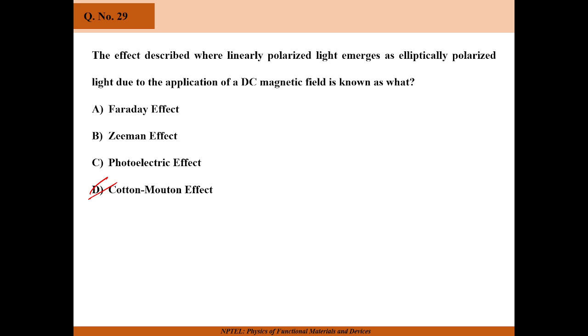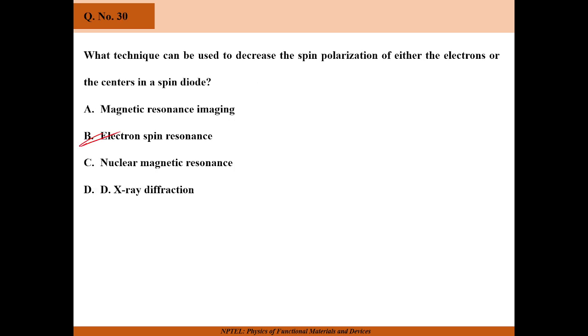The effect where linearly polarized light emerges as elliptically polarized light due to application of a DC magnetic field is known as the Cotton-Mouton effect. This was very well explained in the class, where we used a laser source. We have seen the effect in the class.